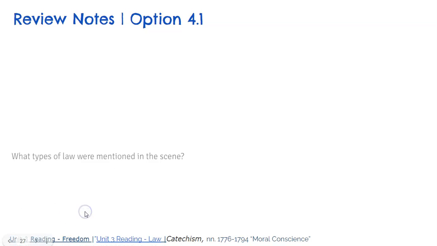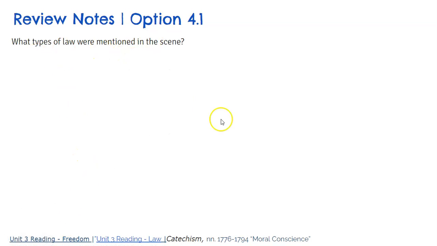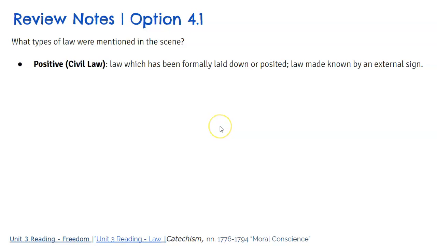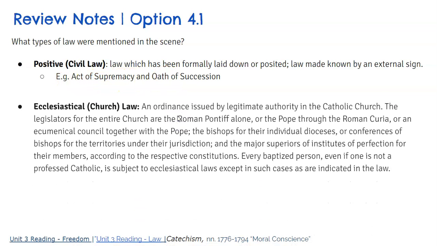So for this question, what types of law are mentioned in the scene? If you like law or you're going to be a lawyer, you could do this question. You have the civil or positive law. This is a law that's been formally laid down, or positive law made by an external sign, either by God or humans. So an example from the scene is the Act of Supremacy and Oath of Succession.